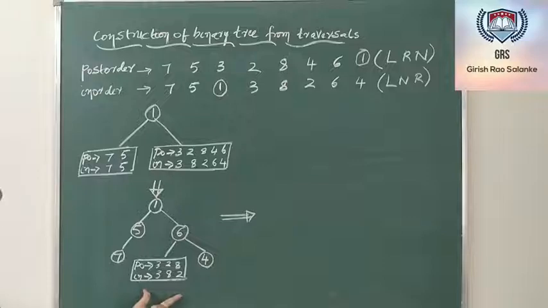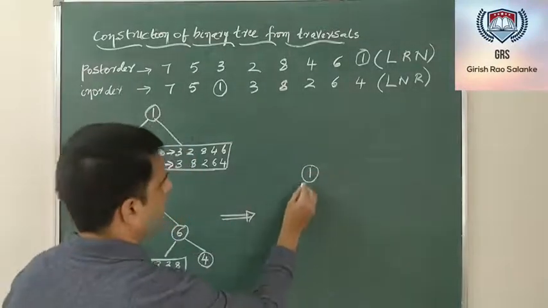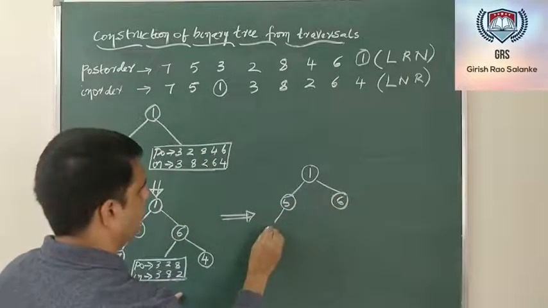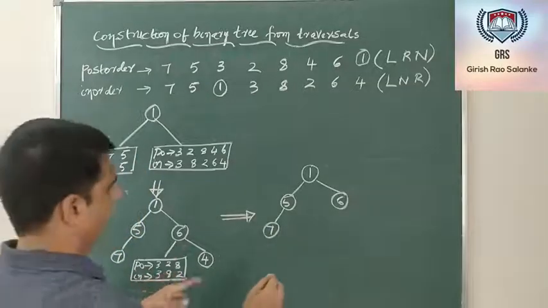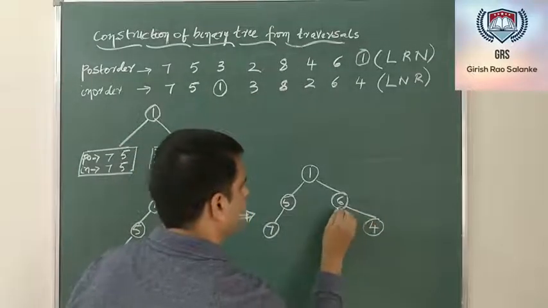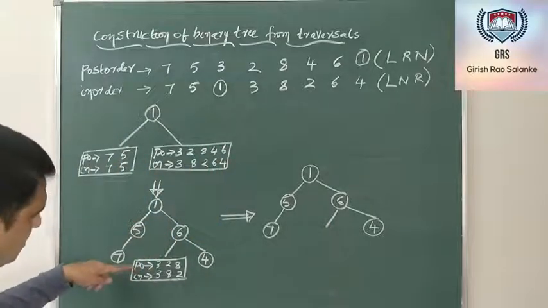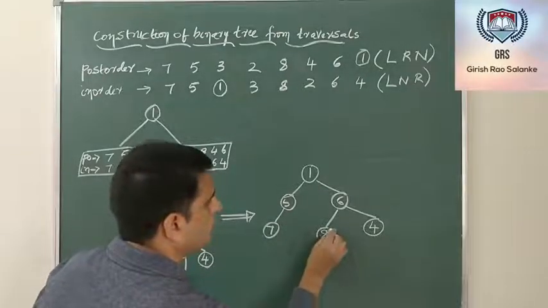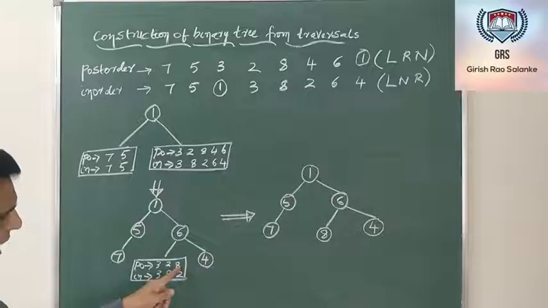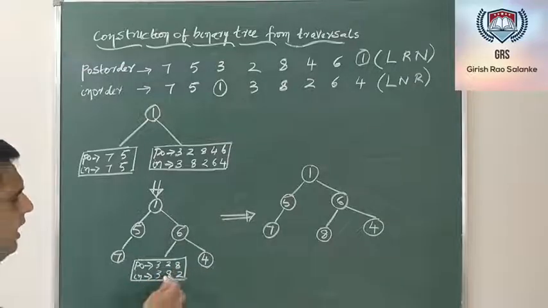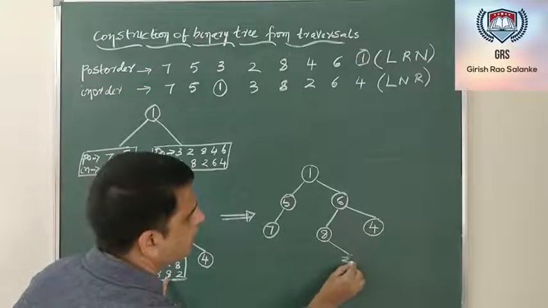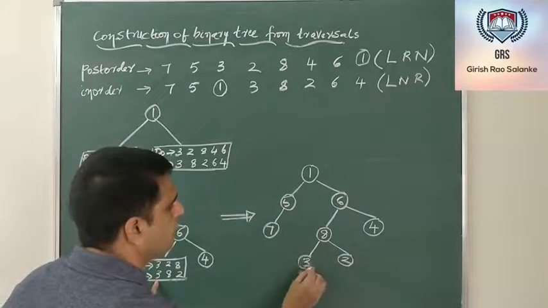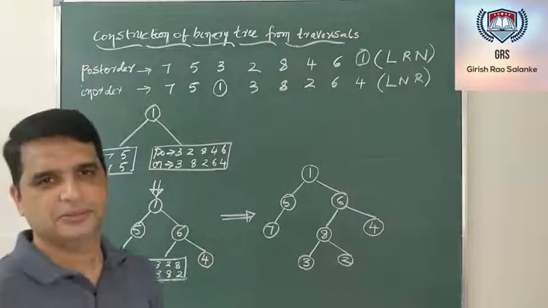Now I have to construct a tree for this. So 1 is the root node, 5 is the left child of 1, 6 is the right child of 1, 7 is the left child of 5, and 4 is the right child of 6. Coming to the left child of 6, check the post-order. The last node is 8, so 8 has to be the parent node. Now check the presence of 8 in the in-order. To the right side of 8 there is 2, so it has to be the right child. To the left side of 8 there is 3, so 3 has to be the left child of 8. Done. Hope this is clear.